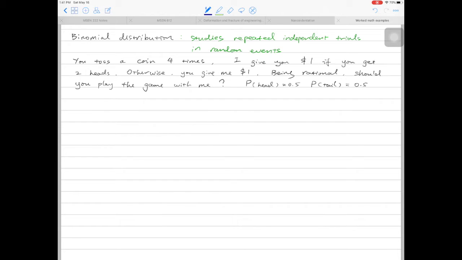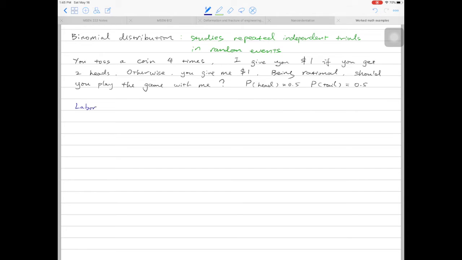In this example, the repeated independent trials are the 4 tosses and the random event is getting 2 heads. What this question really asks is, what's the probability of getting 2 heads when you're tossing the coin 4 times? If it's greater than half, then you should play the game with me. If it's less than half, you should not play the game with me. Let's solve the problem using the laborious way first.